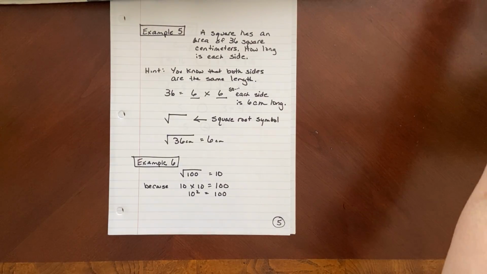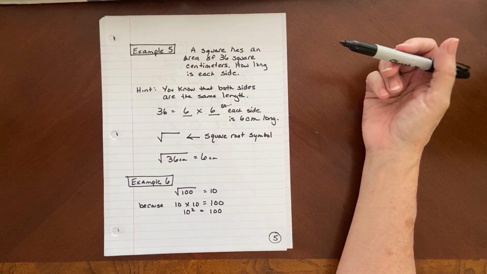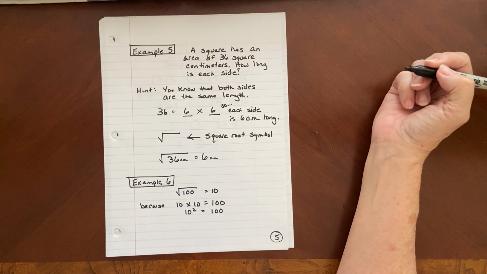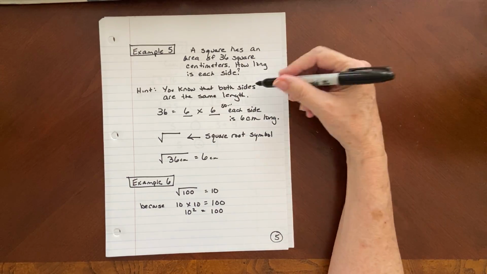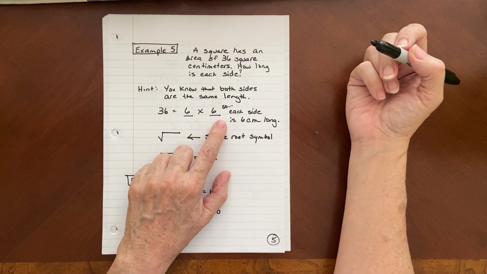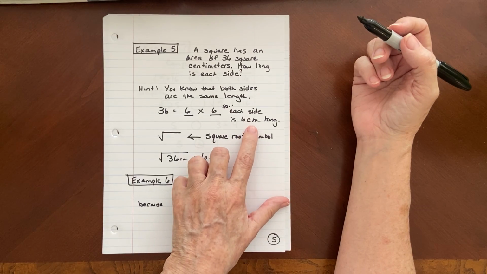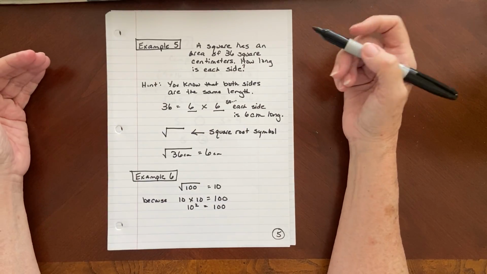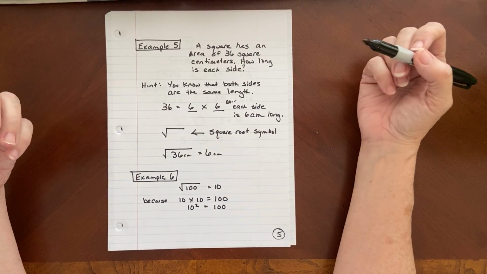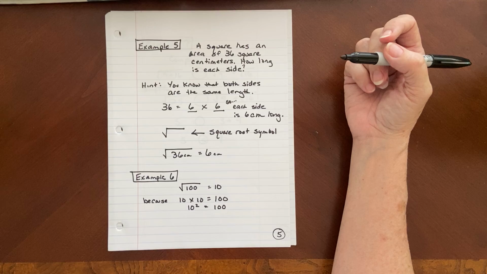Right? Okay, let's look at example 5. A square has an area of 36 square centimeters. So they didn't draw this out for us. So they want to know how long each side is. So again, you know both sides are the same length. So 36 equals something times the same thing. So 6 times 6, right? So that I know each side of my square, even though I didn't draw it out, is 6 centimeters long. If I drew a square with 6 centimeters long and 6 centimeters wide, it would have 36 little square units inside, right? This one's centimeters, so each would be a square centimeter inside.